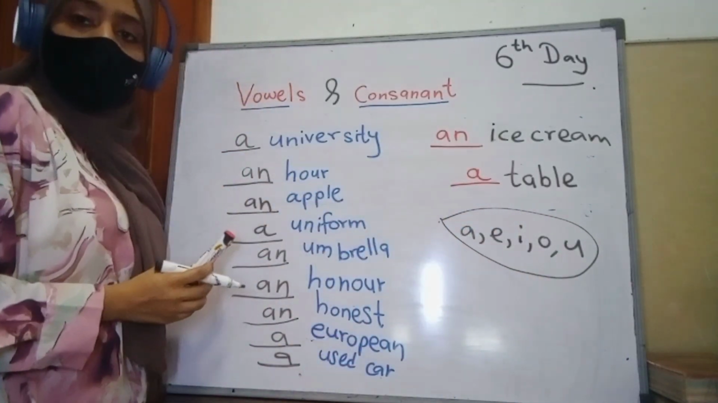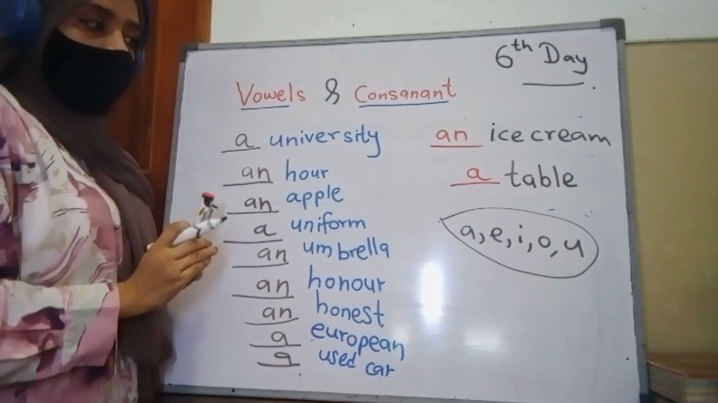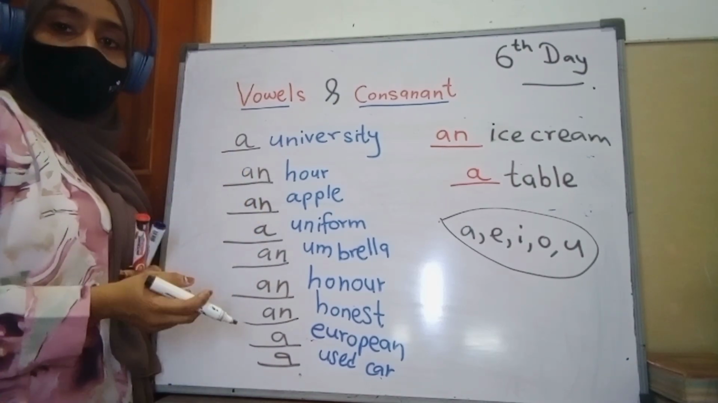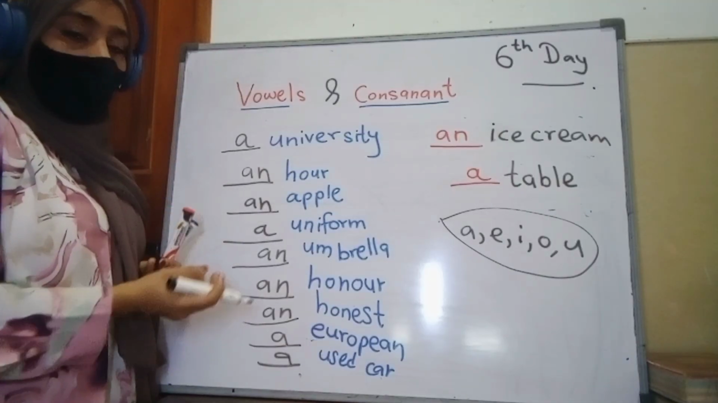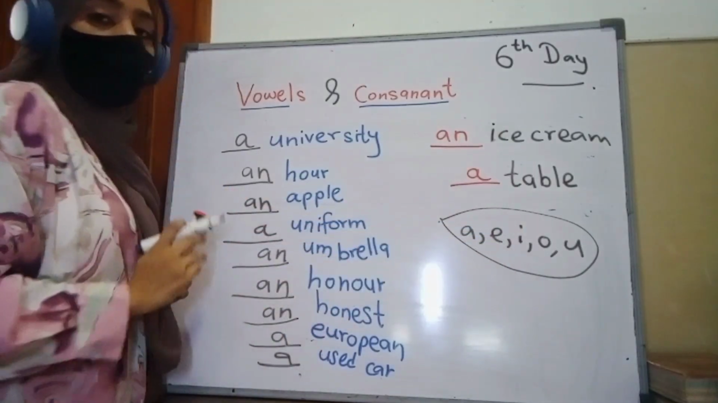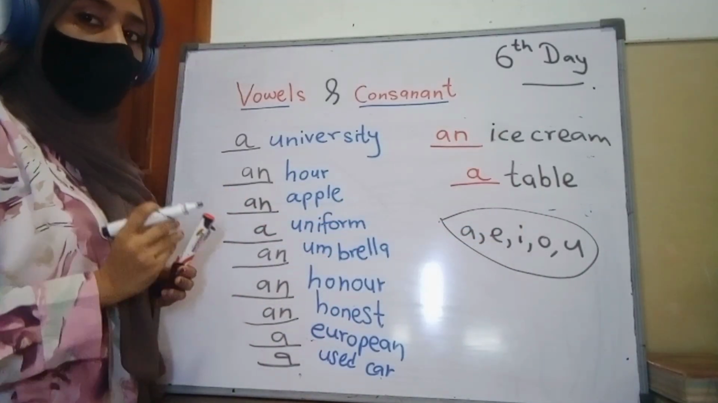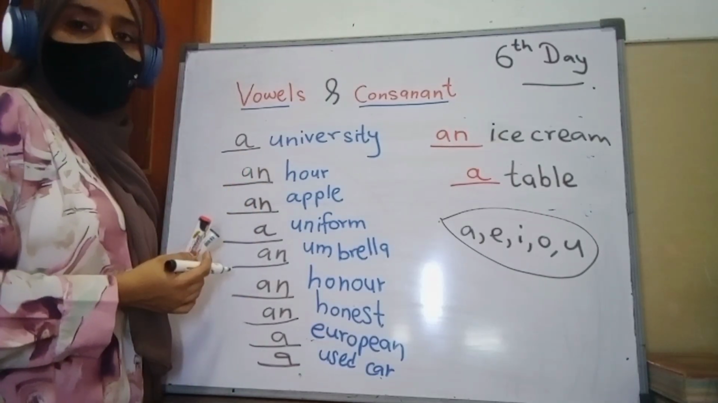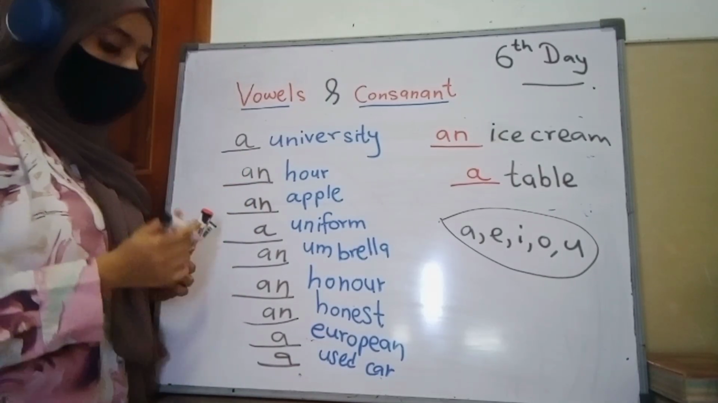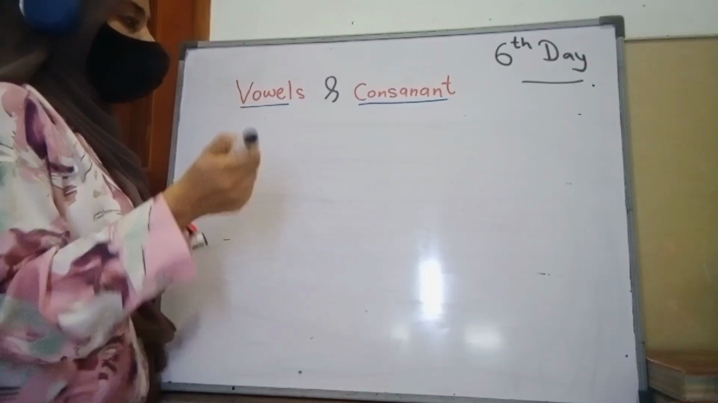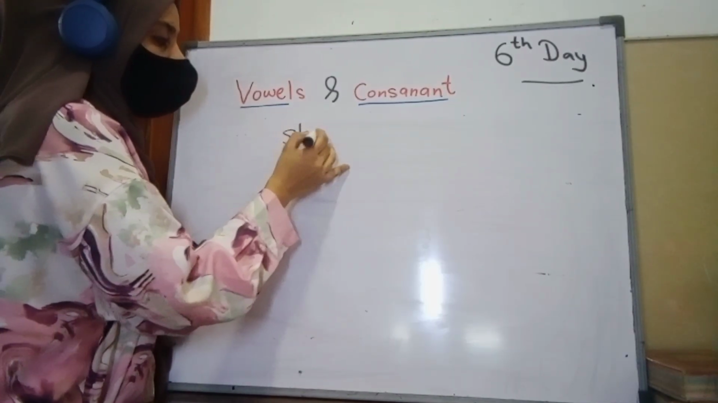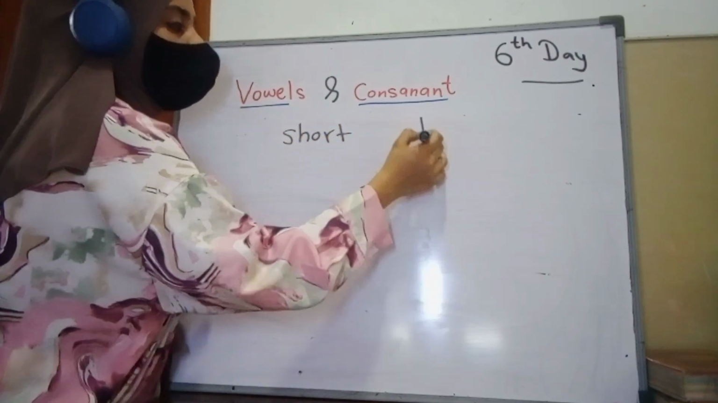So according to the sound, the word starting with the vowel sounds, we have to use an. The word starting with the consonant sound, except these, other letters are consonants. Consonant sounds coming for the word, we have to use the article a. Alright. Now we are going to see the same vowels as short and long.